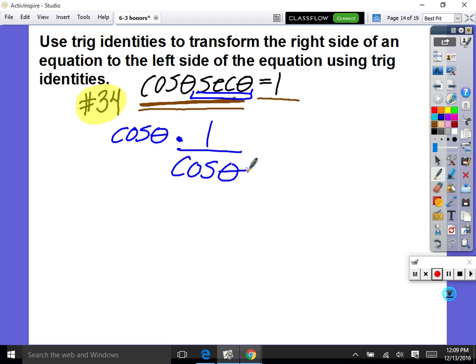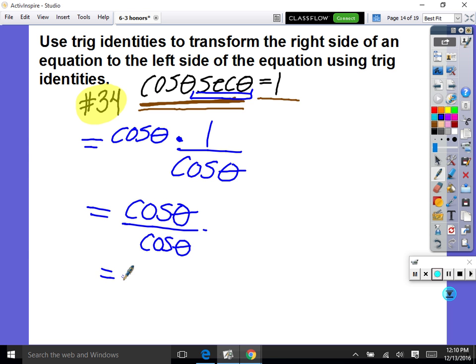So this one's just way too easy. Now we see that cosine of theta times 1 over cosine of theta is the same thing as cosine theta divided by cosine theta, correct? So then, what is cosine over cosine? 1. So check, check. We got there. Showing all the work. See how easy that one was? These aren't even hard ones.